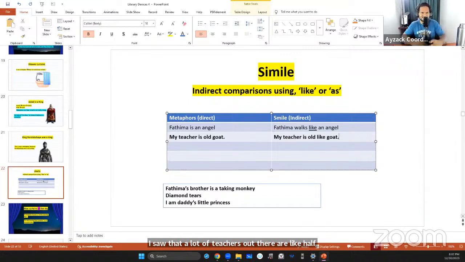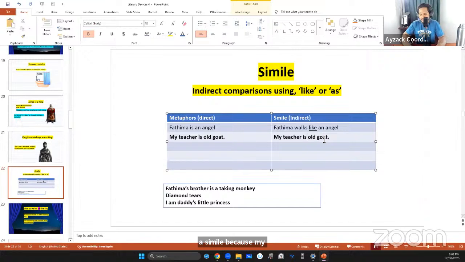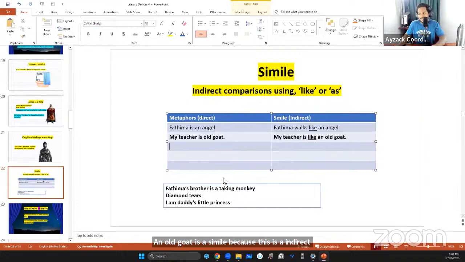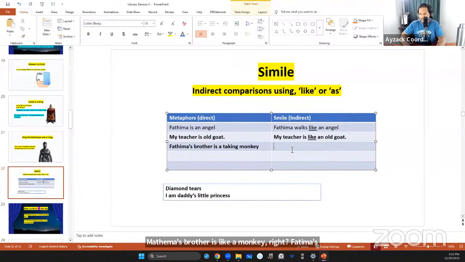Our goal is to change that, by the way, okay? So this is a simile because my teacher is like an old goat. It is a simile because this is an indirect comparison. Fatima's brother is like a monkey, right? Fatima's brother talks like a monkey. Can you understand how similes work, Nangis and Mallis? There we go. So easy.